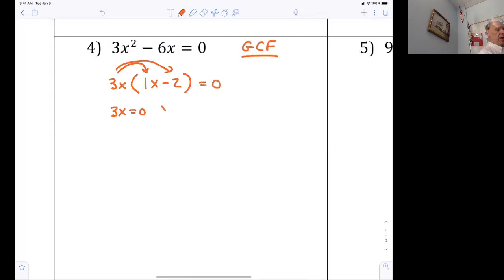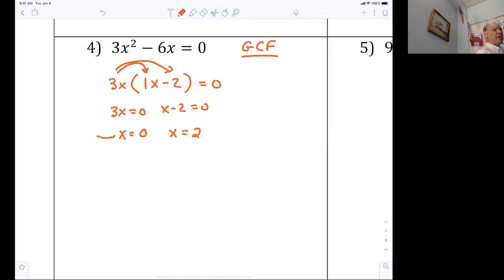Now, instead of just being done, we now set the factors equal to 0. 3x equals 0, and x minus 2 equals 0. So for the first equation, x would just be, what is 0 divided by 3? 0. And how do I solve x minus 2 equals 0? x equals 2.